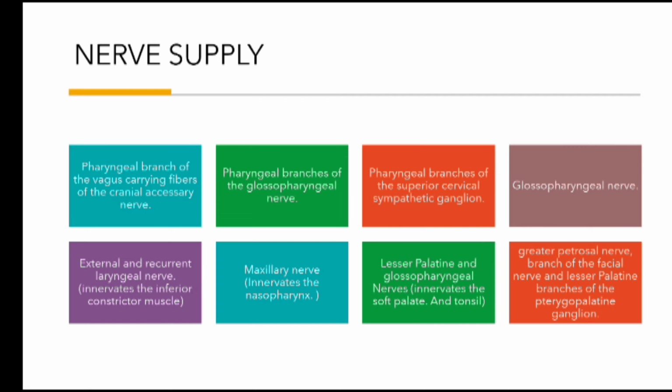These nerves supply the pharynx, namely the pharyngeal branch of the vagus carrying fibers of the cranial accessory nerve, the pharyngeal branches of the glossopharyngeal nerve, the pharyngeal branches of the superior cervical sympathetic ganglion, the external and recurrent laryngeal nerve, which innervates the inferior constrictor muscle, the maxillary nerve innervating the nasopharynx, the lesser palatine and glossopharyngeal nerves, which innervate the soft palate and the tonsils, and the greater petrosal nerve with the branch of the facial nerve and lesser palatine branches of the pterygopalatine ganglion.